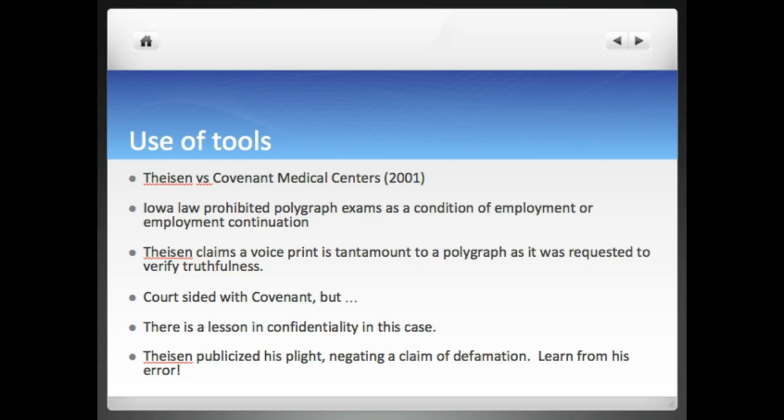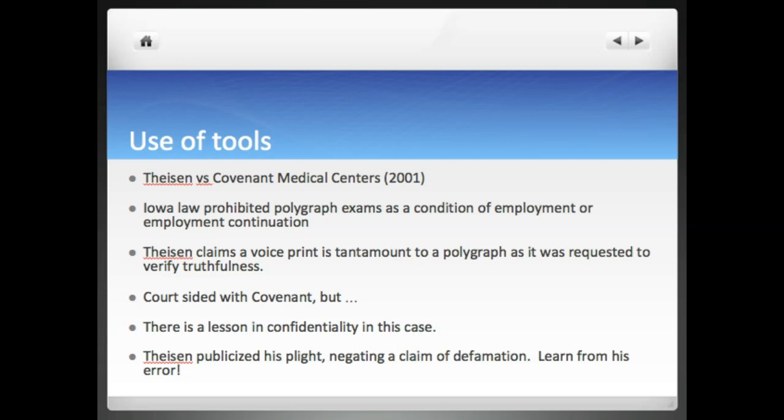And he stood on the contention that this was tantamount to a polygraph test because it was requested to verify truthfulness. And in the state of Iowa in 2001, polygraphs were considered to be illegal for either the engagement or the continuation of employment. So Thiessen claimed that a voice print was not something he was willing to provide. Thiessen was eventually put on a longer-term suspension while they tried to figure this out, and eventually brought in and fired for non-cooperation.